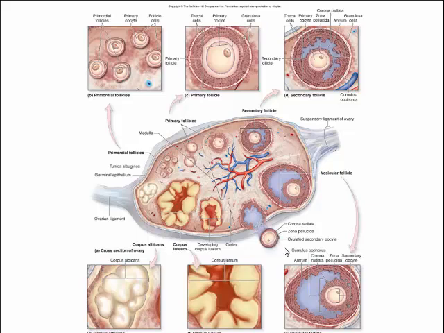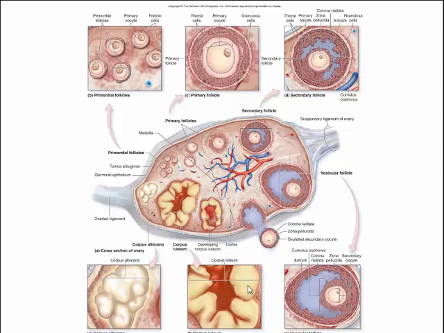Ovulation occurs usually at the midpoint of the cycle. In a typical 28-day cycle, that will be on day 14. Notice that the corona radiata and zona pellucida are ovulated out along with the secondary oocyte. The follicle that's left behind will rapidly transform itself into a structure called the corpus luteum.